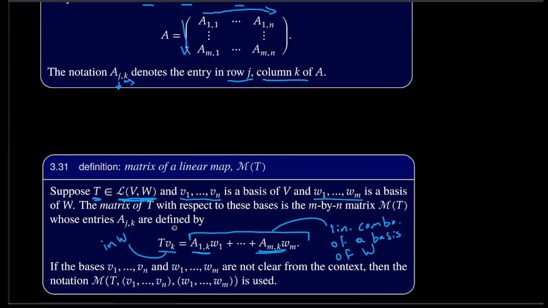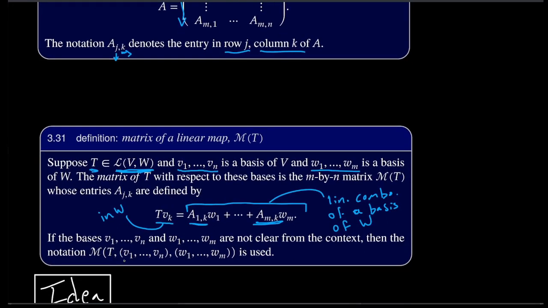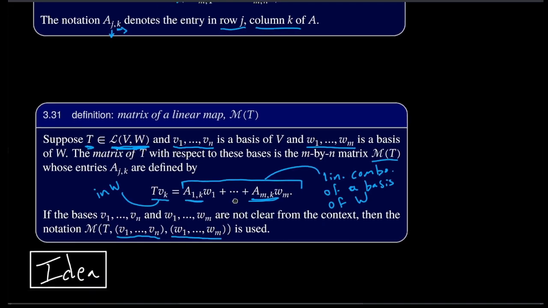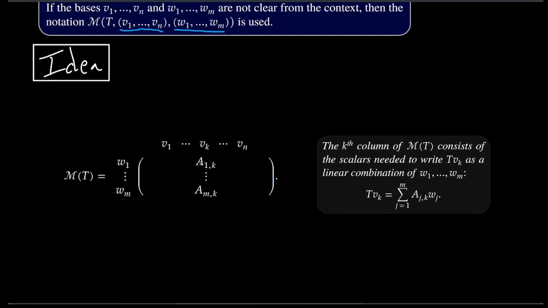All right, so when we have to actually refer to the bases specifically, when it's not clear from context, we'll write the matrix of a linear map as M(T), then the basis of V, then the basis of W. When it's clear, I will avoid writing these bases here and just write M(T). That'll be a lot easier. So I'll just do M(T) when I can, and when necessary, I will write M(T, v_1 through v_n, w_1 through w_m). Okay, cool. So here's kind of the idea of it.